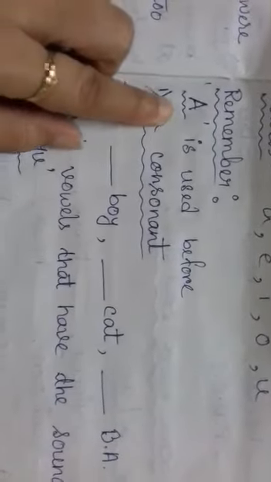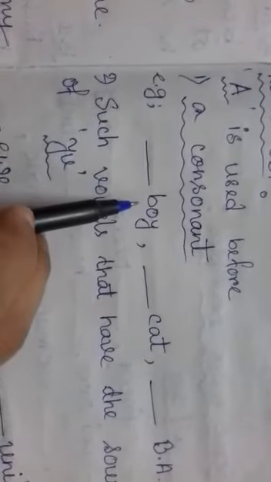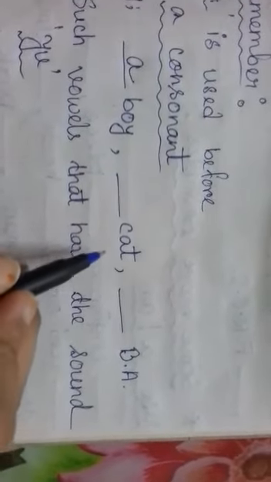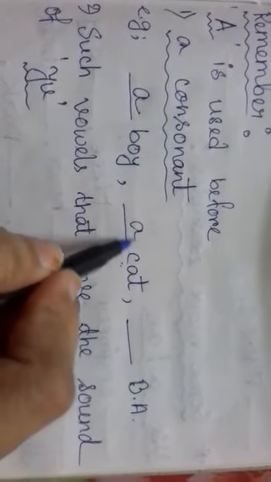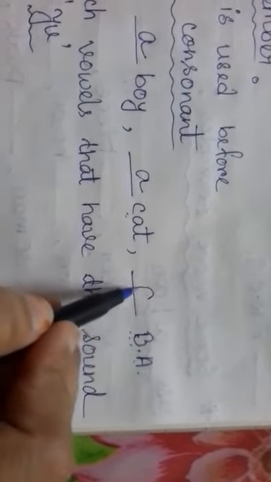Now, it is to be remembered. A is used before a consonant. Is it clear? Here are some examples. B is a consonant, right? So before boy, we have to write a. Like these. C, cat. C is a consonant. We have to write a. Ba, it starts with a consonant. So, a.